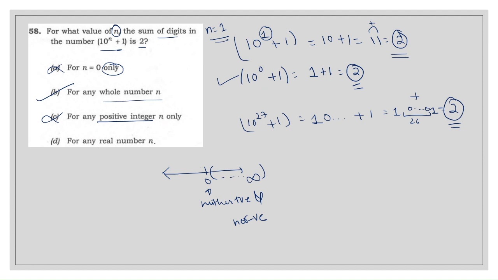Then they're asking for any real number n. So with a real number, we can take n to be 1 upon 2, which will be 0.5. So it is a real number. If we take 10 raised to the power 1 upon 2 plus 1, this will be somewhere near 3 point something, for example. And if we add 1, obviously we are already getting 4, and then we do not know what the values after the decimal are. So obviously this will not be the case, and this option is also wrong. So the only correct option here is for any whole number n.